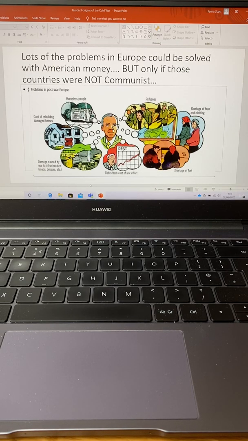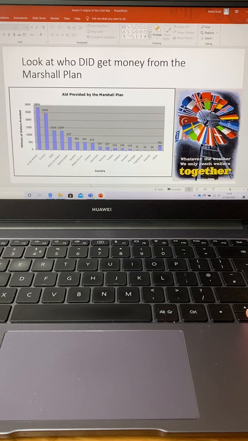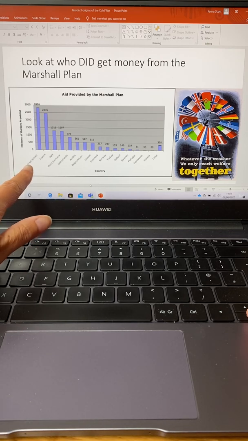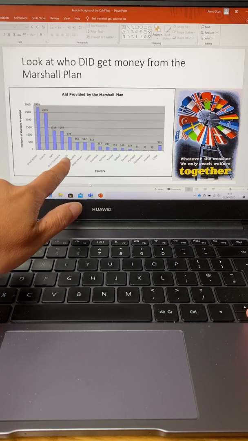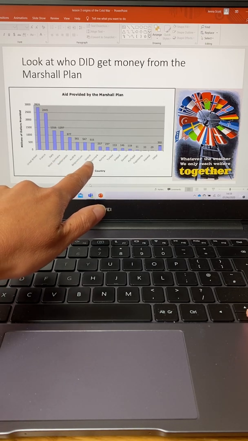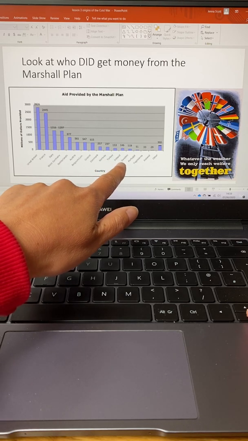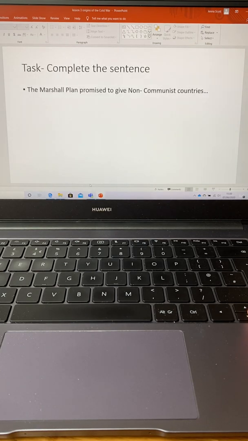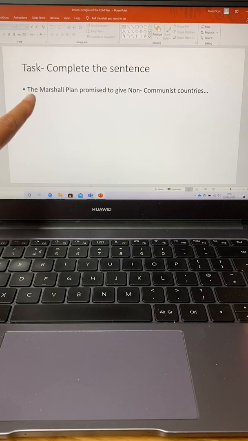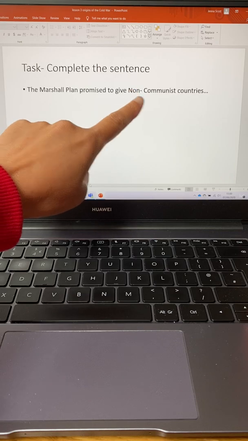Great little visual there. You know, lots and lots of problems in post-war Europe. Again, a little bit of information about the Marshall Plan. Look at where the cash is going. Britain, France, Italy, West Germany, the Netherlands, Austria, Belgium, Greece, Denmark, Norway, Turkey, Ireland, Sweden, Portugal. None of that money's going to Russia. So, now for a little bit of writing. The Marshall Plan promised to give non-communist countries.